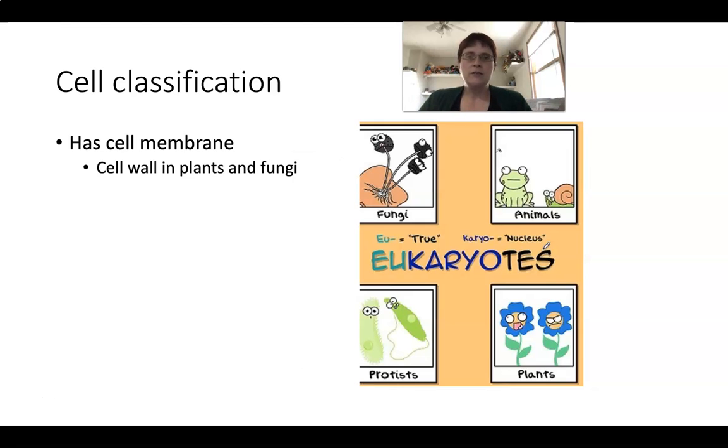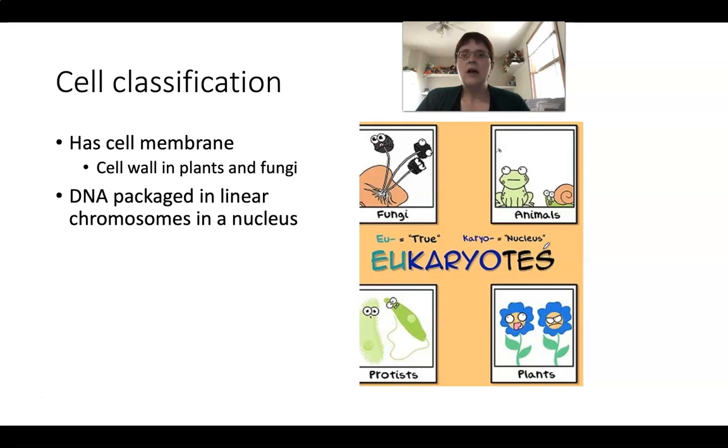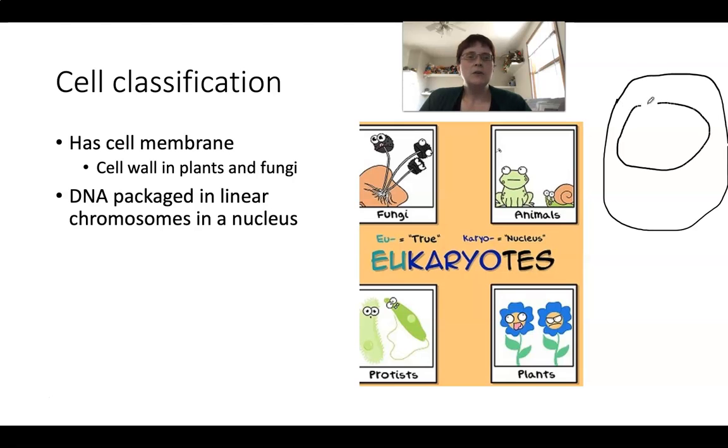All right, what else makes a eukaryote? So the DNA is packaged in linear chromosomes in the nucleus. So if we had a eukaryotic cell, we would have a nucleus, and then our chromosomes are going to be linear, so strings basically, packaged up inside of it. Okay, so very different from a prokaryote.